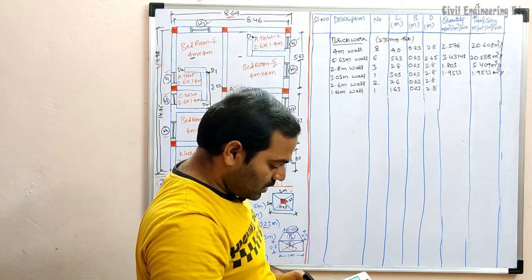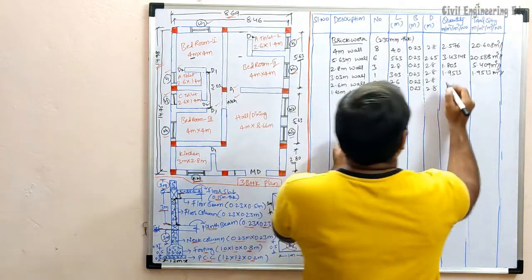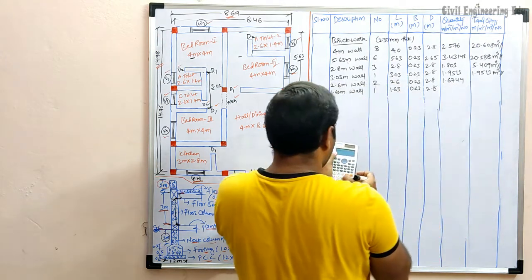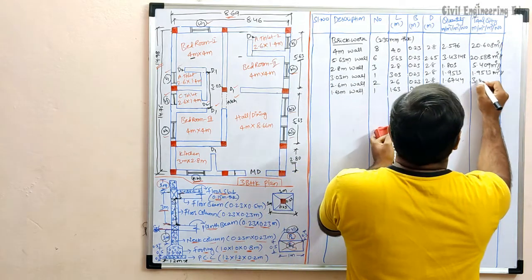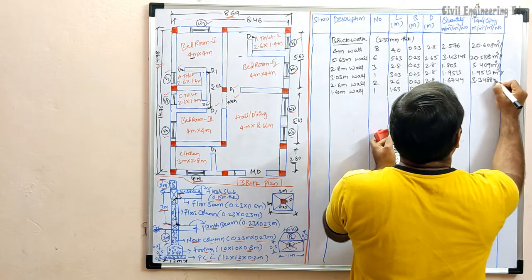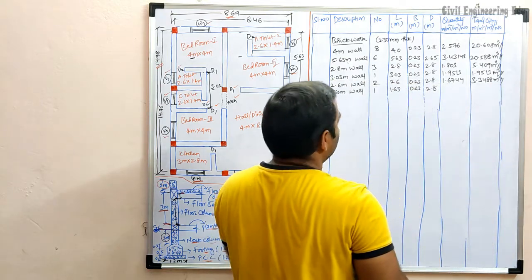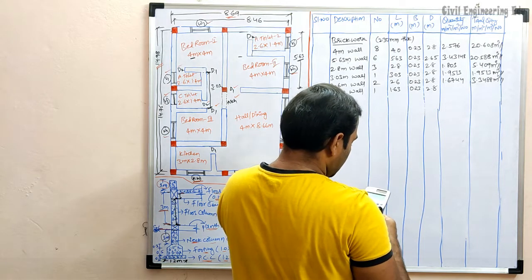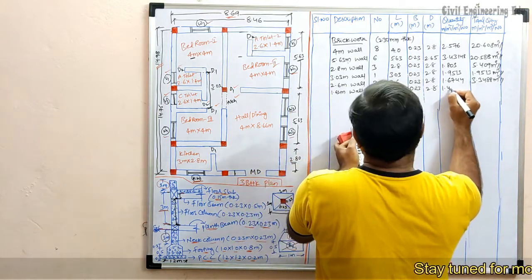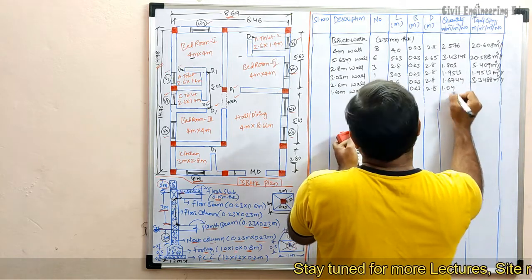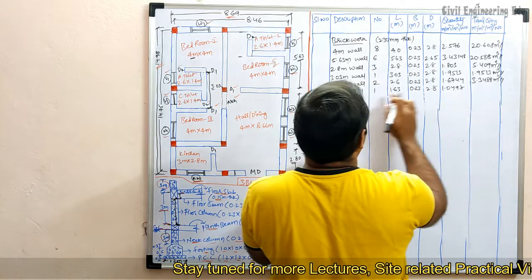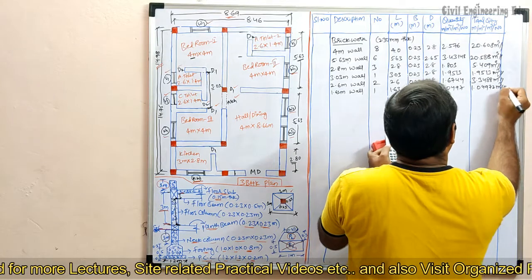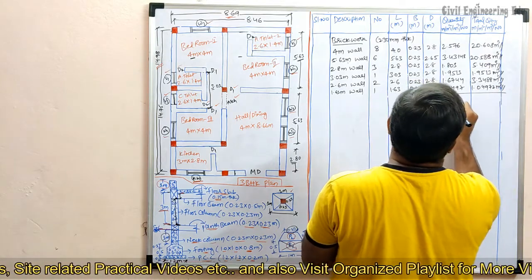Next one is 2.6 meters. 2.6 into 0.23 into 2.8. So 1.6744 multiplied by two numbers, 3.3488 meter cube. Similarly, this one 1.63 into 0.23 into 2.8 meters. So 1.0497 multiplied by one number, 1.04972 meter cube. Now what is the total?